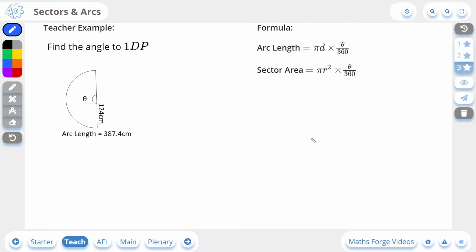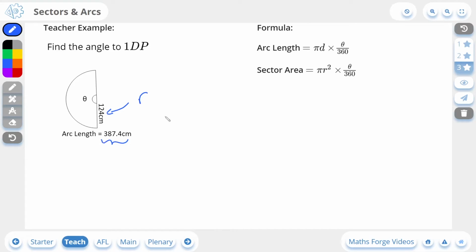Now let's do a three-star example. Here, they're giving us a sector and they're asking us to find the angle to one decimal place. What are they giving us? They're giving us the radius, so this is r, and they're actually giving us the arc length. So they're giving us the answer. This is working with the formulas in reverse.